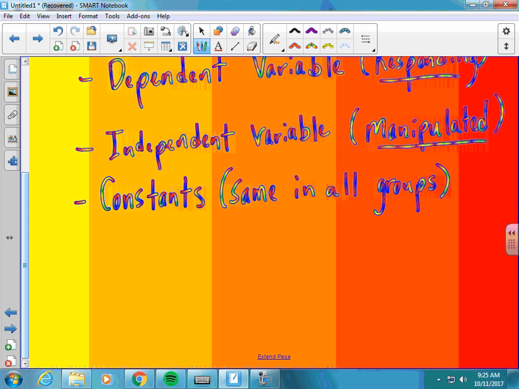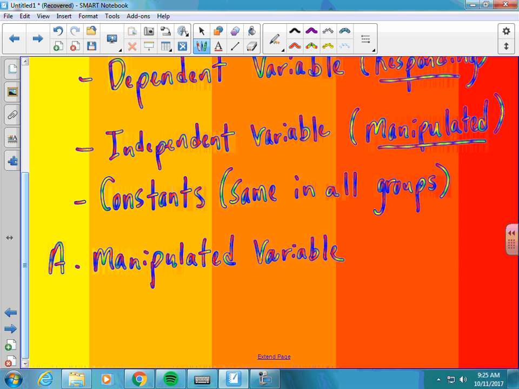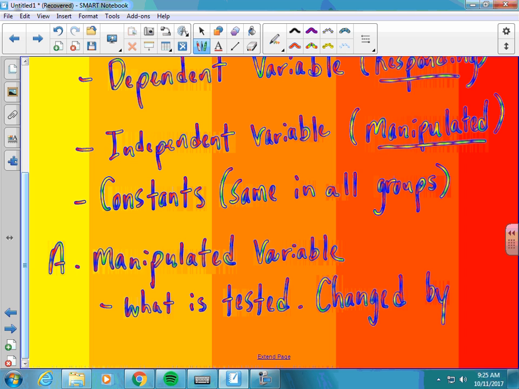All right, so those variables I was talking about. The manipulated variable is something you change on purpose to test. I'll say changed by tester, the person doing the experiment. You change something on purpose.